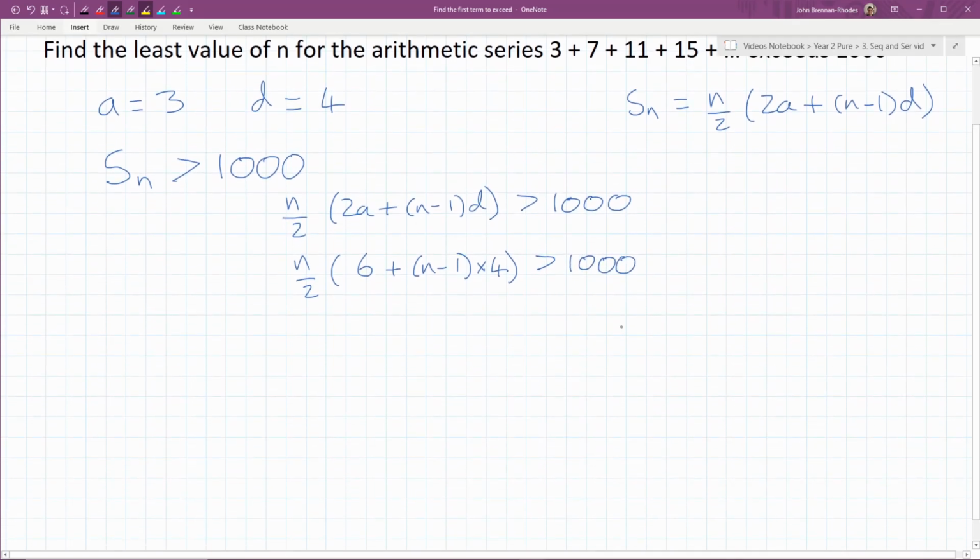So let's start making this simpler, and you might look at this and go, oh, it looks familiar, I bet I can guess where this is going. Okay, times both sides by 2: n times (6 plus 4n minus 4) is greater than 2000. Simplify this down and expand it out. I've got 2n plus 4n squared, since 6 minus 4 is 2. So I get 2n plus 4n squared is greater than 2000. I times both sides by 2, but I could have cancelled it earlier.